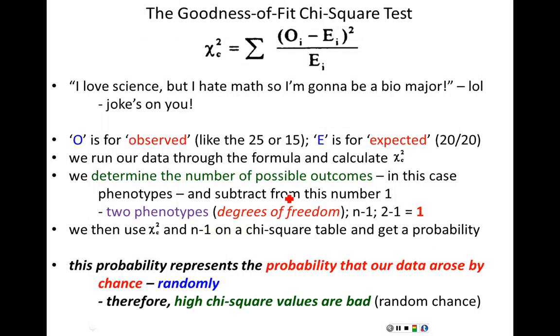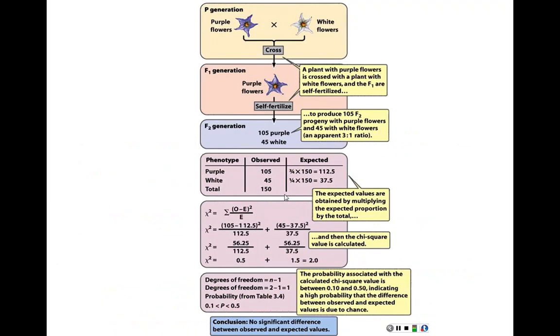So high chi-square values are bad because it says random chance explains your data. Low values for this type of test are good. It tells you that the data is real or the data was obtained in line with your prediction. So here's an example from your textbook.